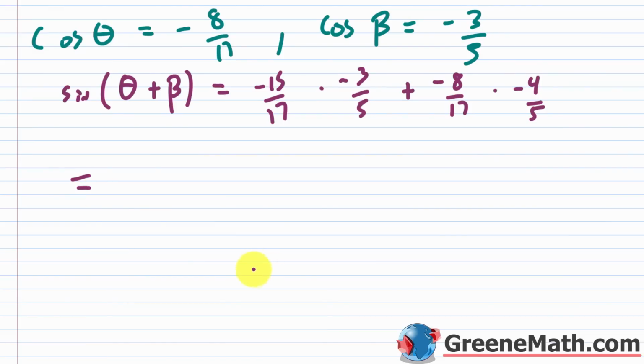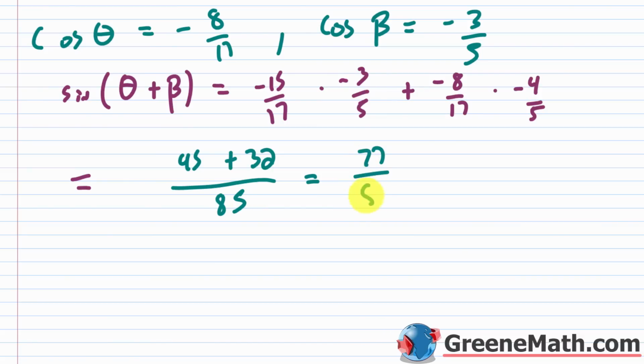So let's just crank this out. Again, because I have 17 times 5 here and 17 times 5 here, I'm not going to cancel anything. Just going to go through and do the multiplication. So negative 15 times negative 3 is 45. And then let's just write this with the common denominator now. Negative 8 times negative 4 is 32. So plus 32 over the common denominator of 17 times 5, which is 85. So this gives me 45 plus 32, that's going to be 77, and this is over 85. So that's my sine of theta plus beta.